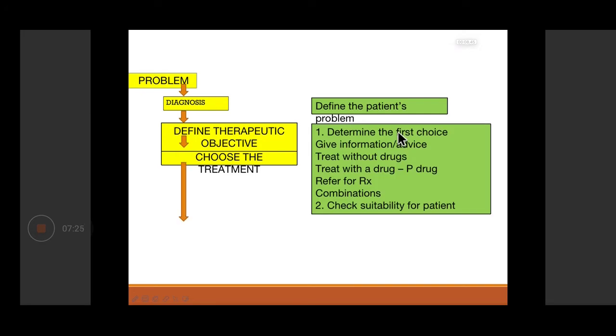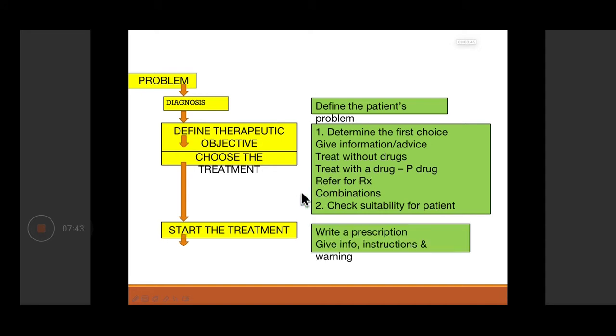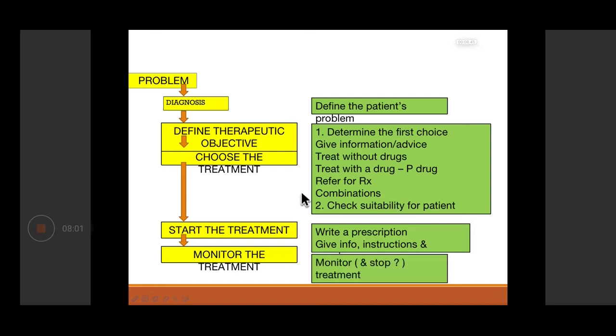Now define the first choice. Treating without drugs is the first thing, that's what I said, cold packing. Then treat with the drug, and then maybe think of combinations and check for suitability for the patient. Then you have to start the treatment, which means giving the prescription, information, instructions and warnings. Then you have to monitor the patient's treatment. It's not as if you give treatment once and forget about it. You have to monitor and see whether you need to change it a little later if it is not working well. Monitoring means you could stop, alter, change, or prolong, whatever.